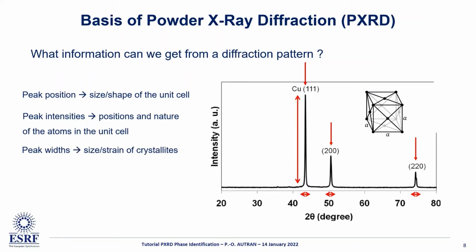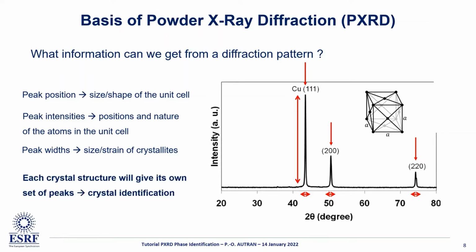And the peak width depends mostly on the instrument, let's say, but with a normal instrument, the difference is usually made of the size and strains of the crystallites that are making the powder. So if you have a nano texture, it's going to be broader, and so on. So with all these sets of parameters, each crystal structure in your pattern will give its own set of peaks.